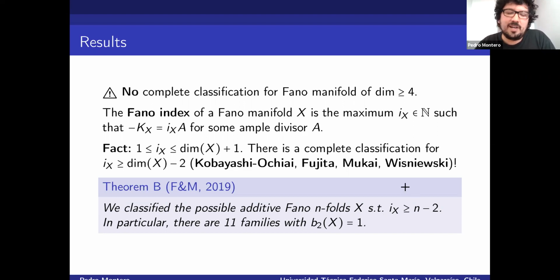And well, there's a list, and for example, if you restrict yourself to the case of Picard rank 1, then you only find 11 families. And at the end of the talk, I will give you a very rough idea how to get one of these families.